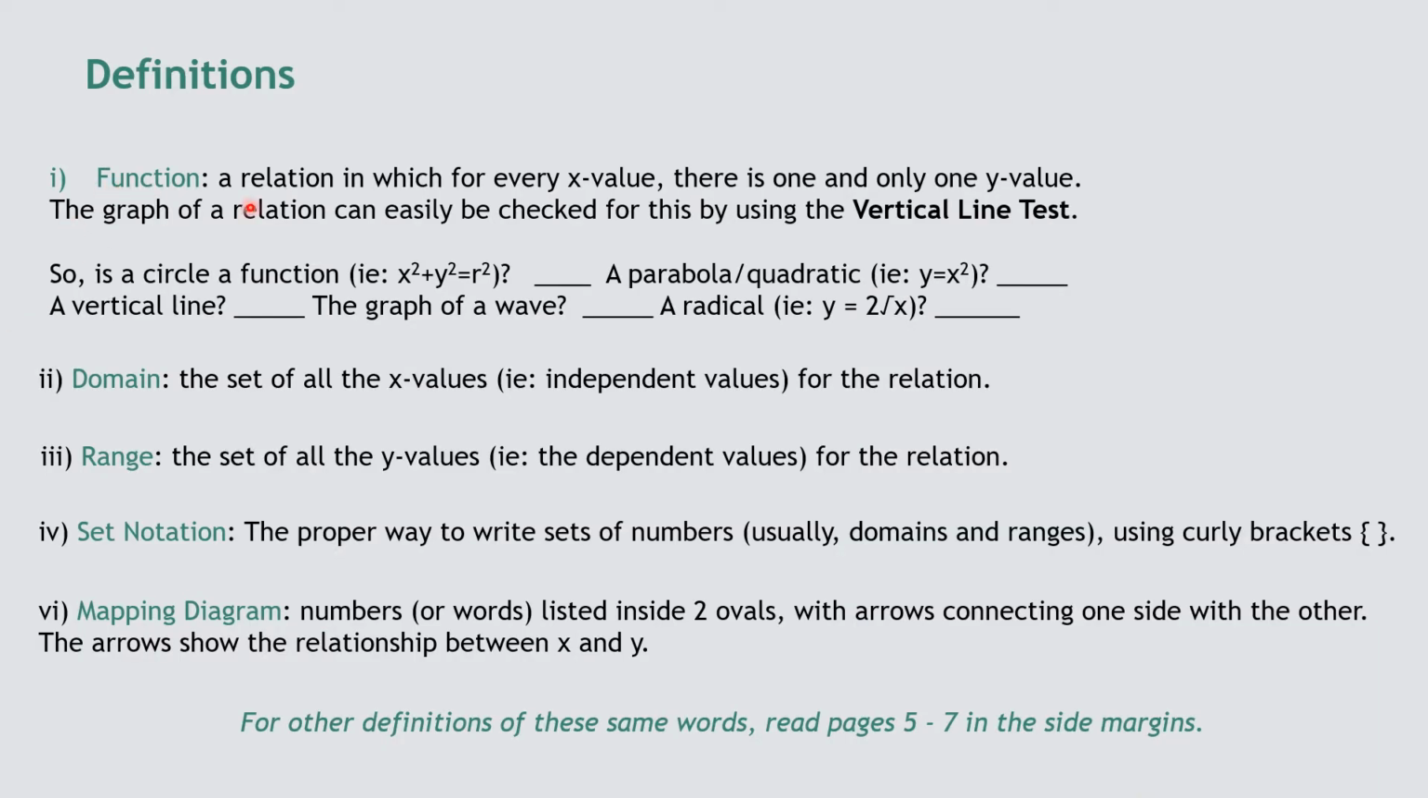Definition. So what is a function? This is a definition that you will need for a long time. A function is a relation in which for every x value there is one and only one y value. The way we can think of that visually is a vertical line test.